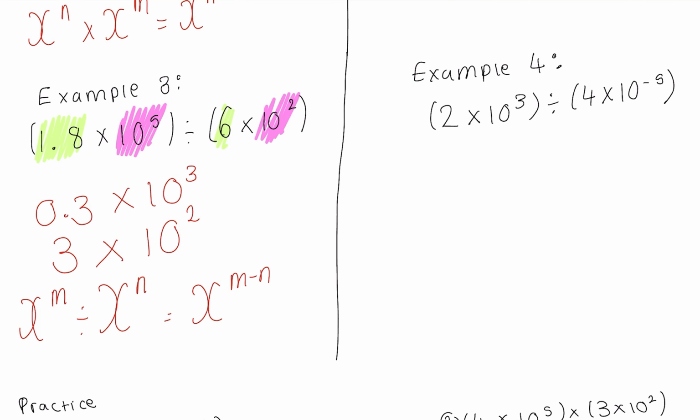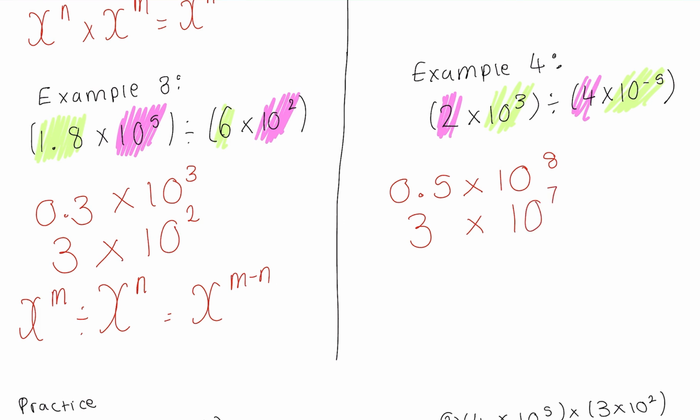So just like we did previously, we're going to look at our numbers, and then we're going to look at our powers of 10. So we've got 2 divided by 4, which is 0.5, and then taking the powers away. So 3 take away negative 5 actually becomes 8, because minus 5 gives us a positive. So it's going to be to the power of 8. Now again, it's too small, so I'm going to increase it by timesing it by 10. So I need to knock 1 off the power. And sorry, that is meant to be a 5 there.